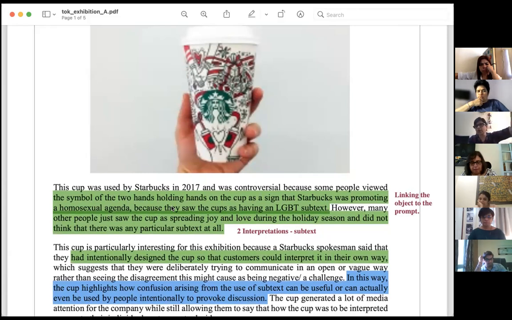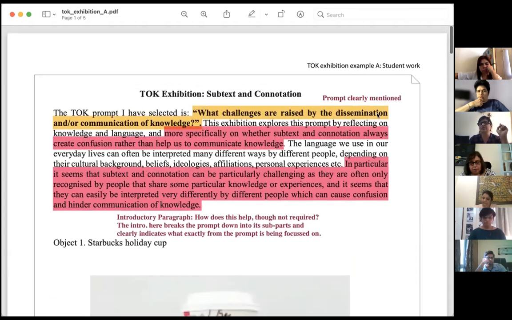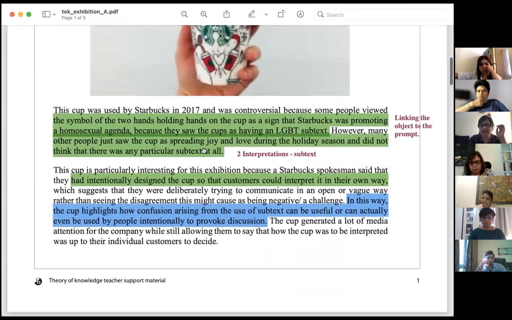This links with what the student has said in the introductory paragraph, and automatically this is a link that the student has made to the prompt, where you're talking of challenges raised by dissemination or communication of knowledge. So you can also call this the introductory paragraph, where the student is linking the commentary of object one to the prompt, and also linking it to what he or she said in the introductory paragraph.